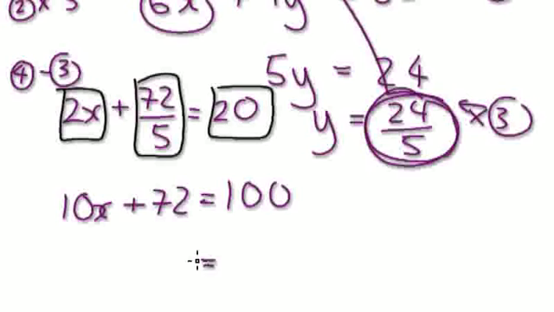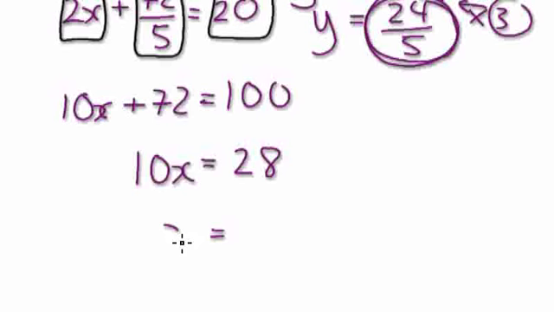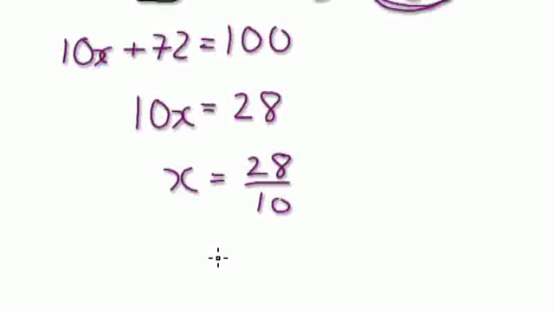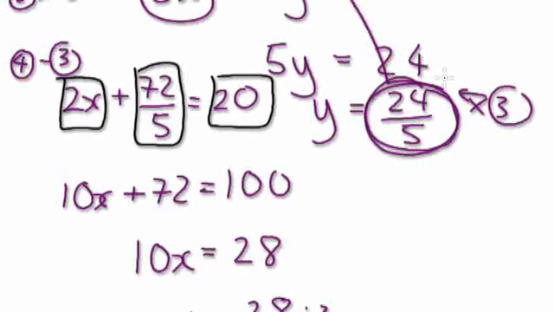So now take away 72. That would give us 28. So 10x equals 28, so x equals 28 over 10. We can simplify this, so this will become 14 over 5. Divide top and bottom here by 2. So x here equals this, and y equals 24 over 5.